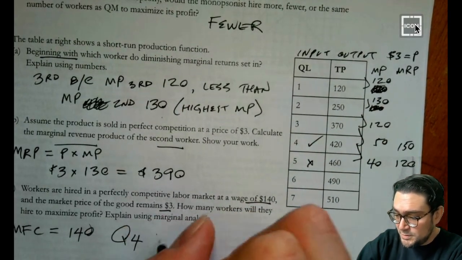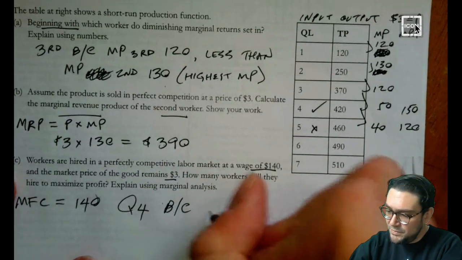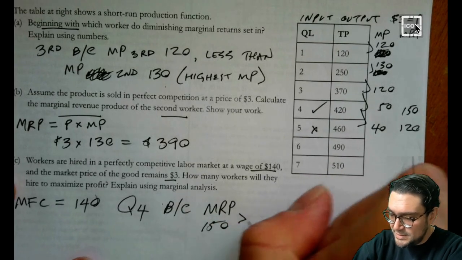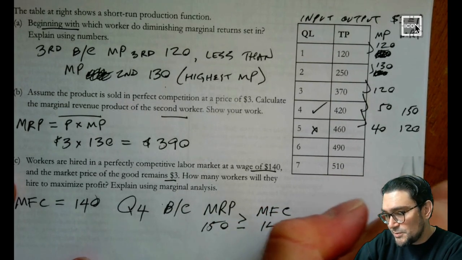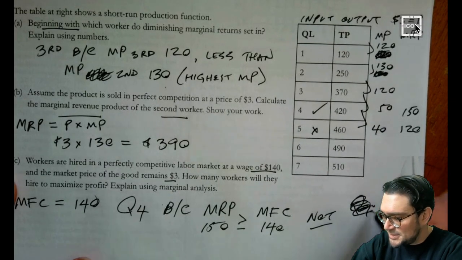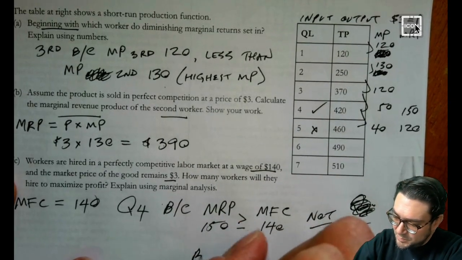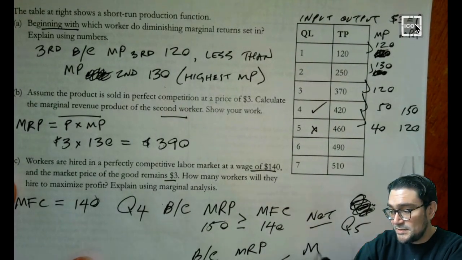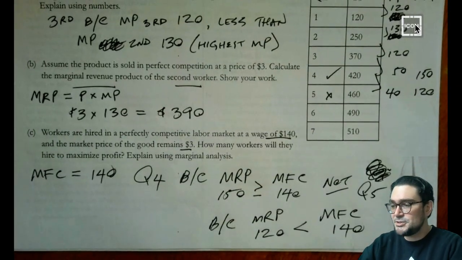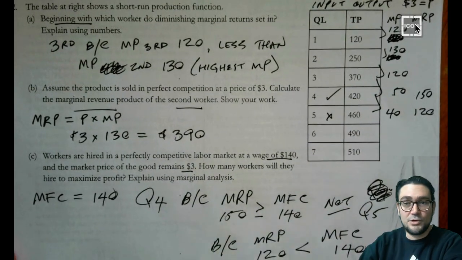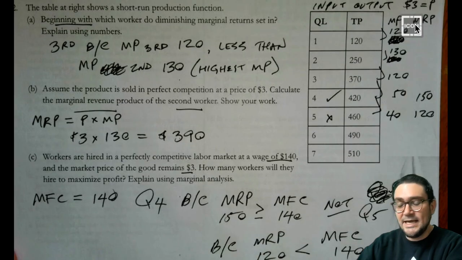So Q4, because the MRP is 150, and that's greater than or equal to the MFC of 140, and not Q5, because the MRP of Q5 is 120. That's less than the MFC of 140. So again, these are not terribly challenging types of questions to answer. It's just remembering how to figure out what the two things I'm looking to compare are. I'm looking to compare the value of the worker, that's to say the demand that this company has for this worker, and the factor cost.